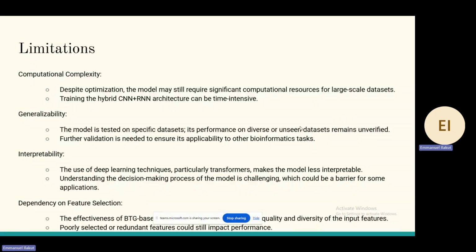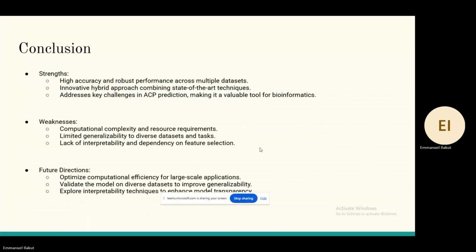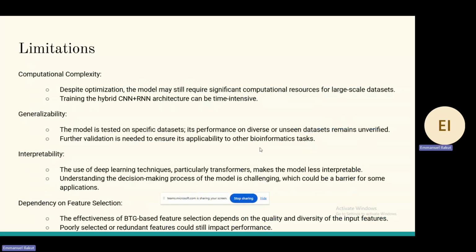Dependency on feature selection. The effectiveness of this BTG feature selection depends on the quality and diversity of the input features. Poorly selected or redundant features could impact performance.